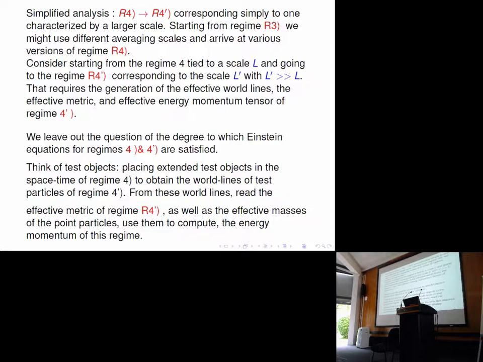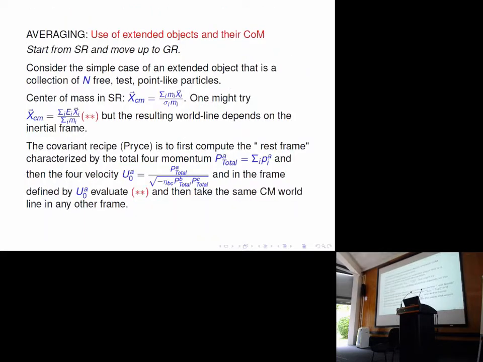And then I'm going to try to assign to this extended object a center of mass world line. And this center of mass world line I will use to define what is the metric at that scale. And this I would do presumably for all regions of space-time with similar objects, and from there read what is this emergent effective metric at this new scale. Okay, so now let me go into the details of how this process is to be done. The idea is that similar processes should be used in all the schemes.